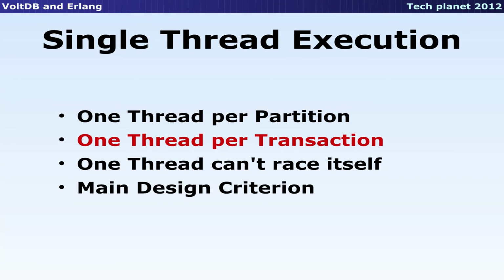VoltDB is organized in a way that every partition of the data is governed by one thread. One thread, obviously, cannot be in contention with itself. It means it does not need locks against itself. So if you have one thread executing one transaction, that basically means you can have transactions without locks. This is true for each of the individual partitions inside VoltDB, and this is one important key why it can be so fast.